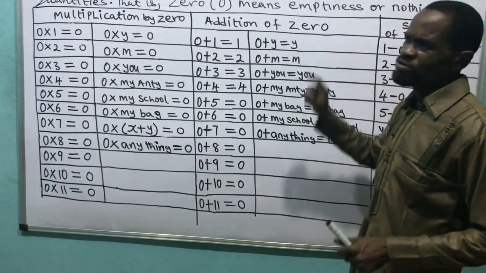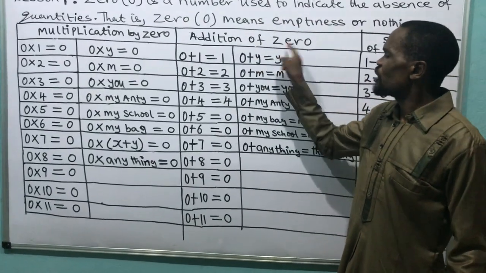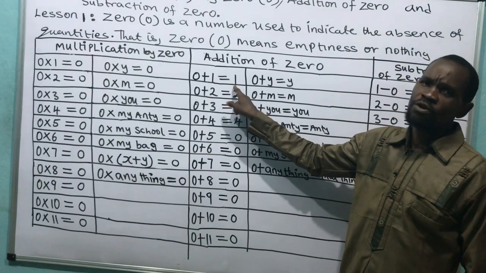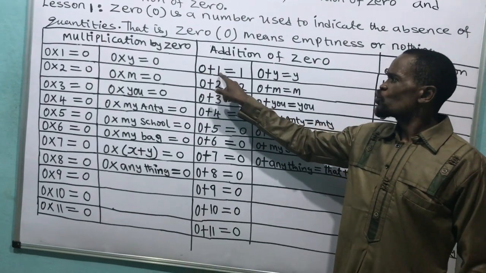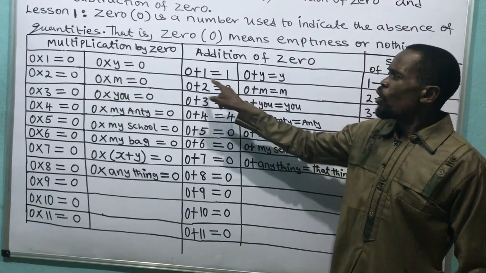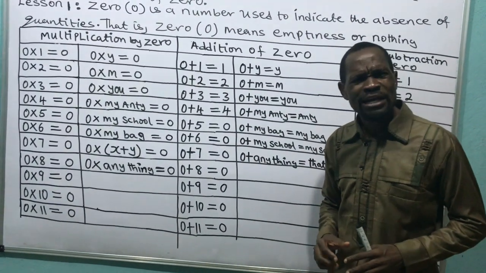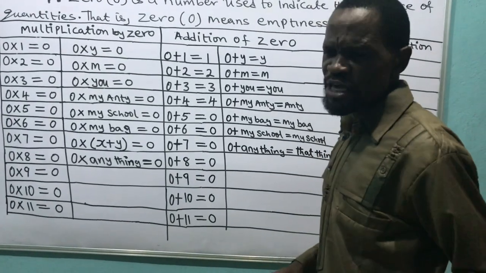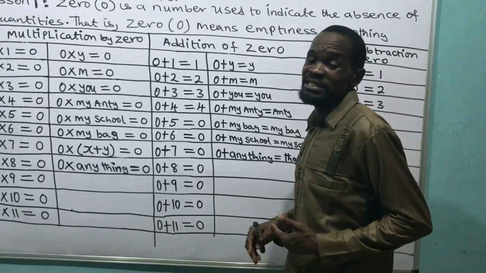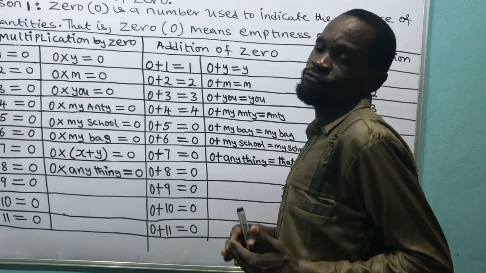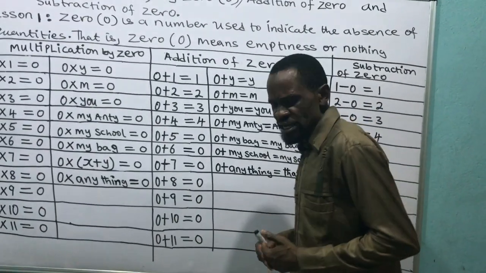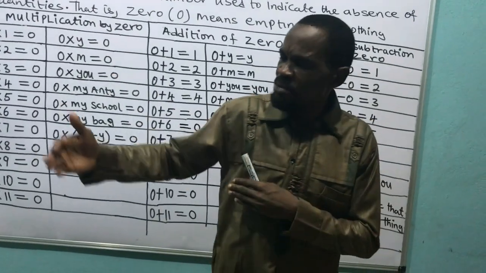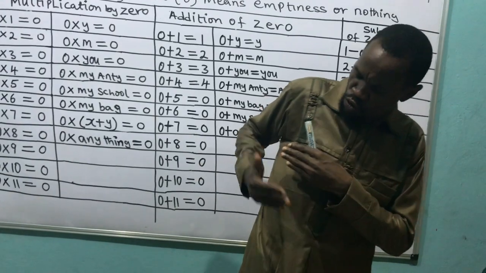So we come to addition of zero. Zero plus one, the answer is one. What do we call addition? Addition is making a friend. When somebody makes a friend with you, saying you are my friend, the person is telling you that they are adding themselves to you. So when you say somebody is my friend, it means that person plus me.